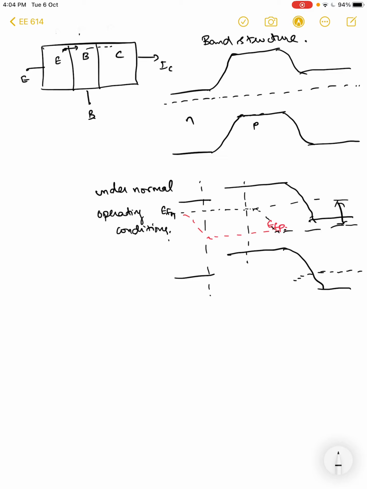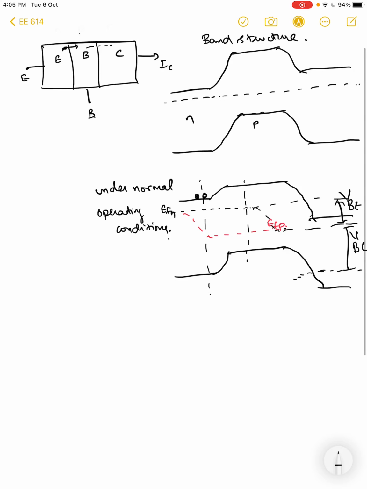This level will be the base emitter potential, and this level will be the base collector potential. So now I have made the reverse bias, right? This is under normal operating conditions. So I have a lot of electrons in the conduction band here, right? Now under these forward bias potentials, these electrons will have enough energy to surmount this barrier and be injected into the conduction band of the p-type base, right? Now similarly, I have holes here which can also race through this barrier and come here, right?